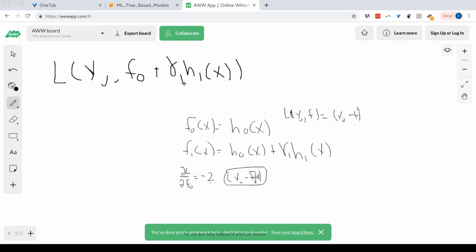And then once we've figured out what gamma 1 is, our updated model, I'll write it down here, f of 1, is going to be h of naught plus gamma 1 times h of 1 of x. Then we repeat the whole process once more. We're going to train a new model, in this case h of 2. So h of 2 is going to be trained on the pseudo-residuals. In this case, the pseudo-residuals are going to be the residuals from our previous model, f of 1.